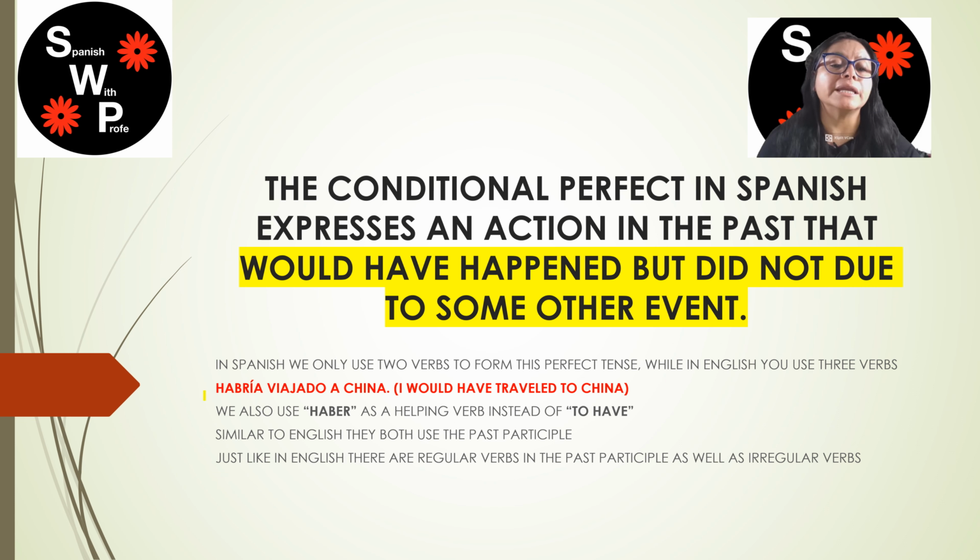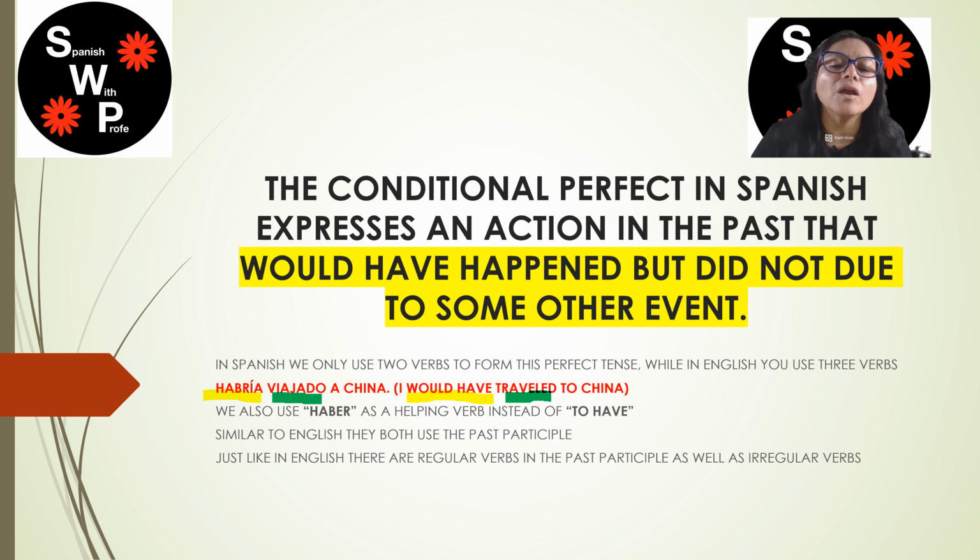So, habría, in English will be, would have, and the given verb is viajar, which means to travel. If you notice, viajado, that's the past participle. In English, that is just a regular verb too, travel. In English, the past participle is formed by adding ed at the end of the regular verb. But we also have some irregular verbs.